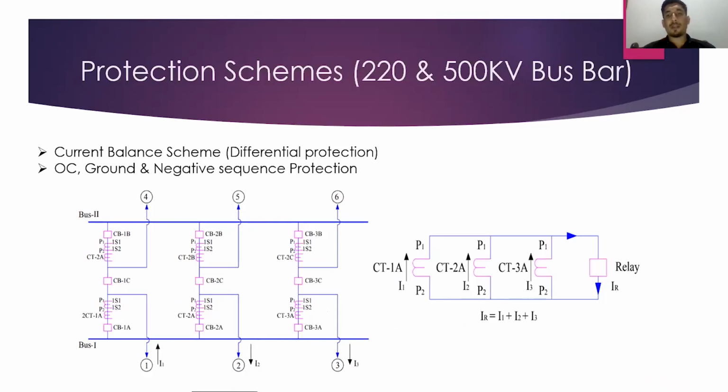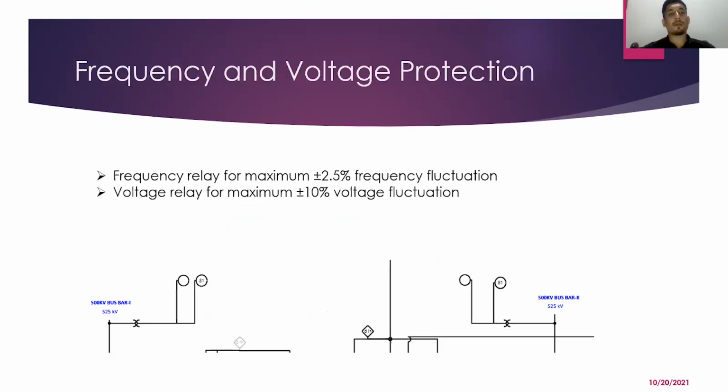For 220 kV and 500 kV bus bars, as discussed earlier, we have used current balance scheme and also OC, ground and negative sequence protection scheme as a backup. We have also incorporated frequency and voltage protection scheme.